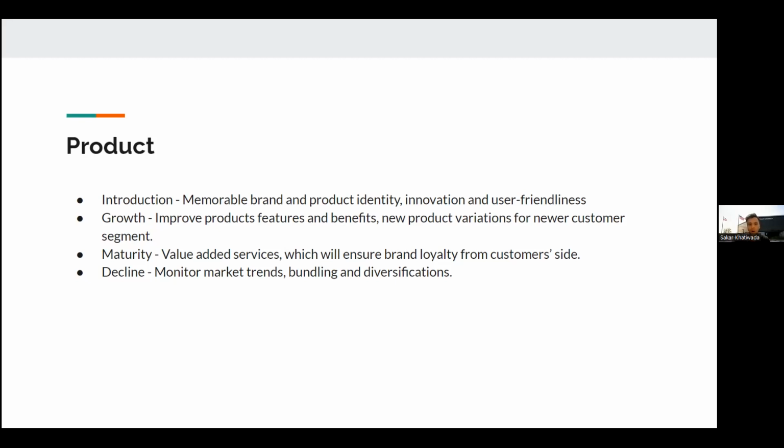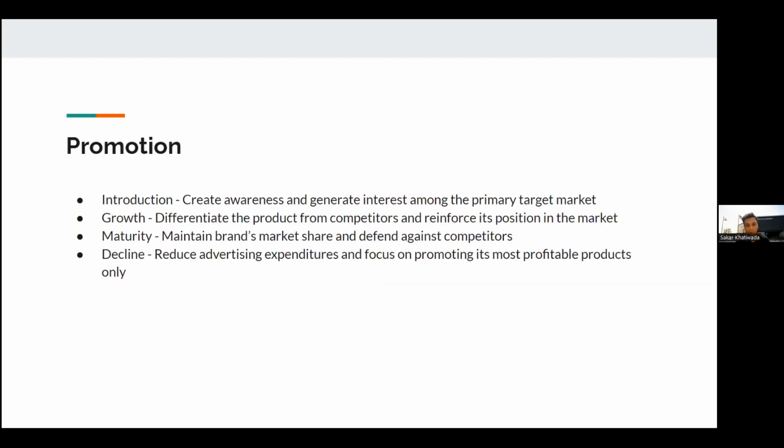So in conclusion, the product strategy should be customized to its product life cycle in order to achieve the best possible results. By focusing on product design, innovation, and differentiation, we can create different product strategies for Worldlink in different product life cycle stages. Moving on to the next marketing mix, it's promotion. So let's dive straight into the different product life cycle stages.